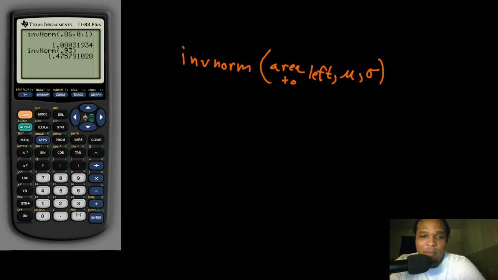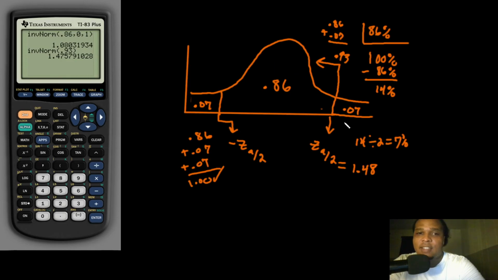Now, I did tell you that there was going to be an easier way to look at this. So remember when we had that negative z alpha over 2? So I'm just going to do some things here. Let's go all the way back. Right here, we already calculated that one of those tails would be 0.07, right? So let's use that to our advantage, but you have to be very careful.